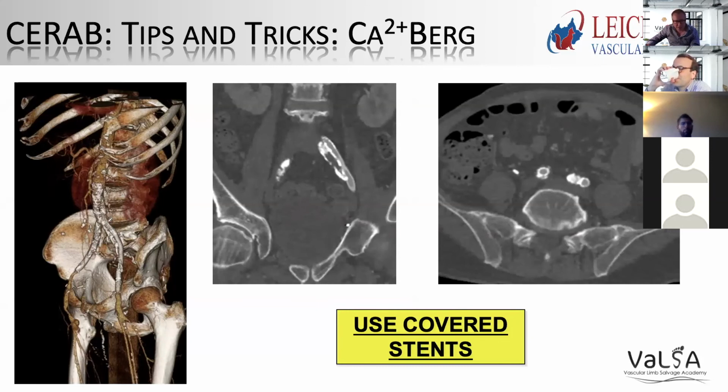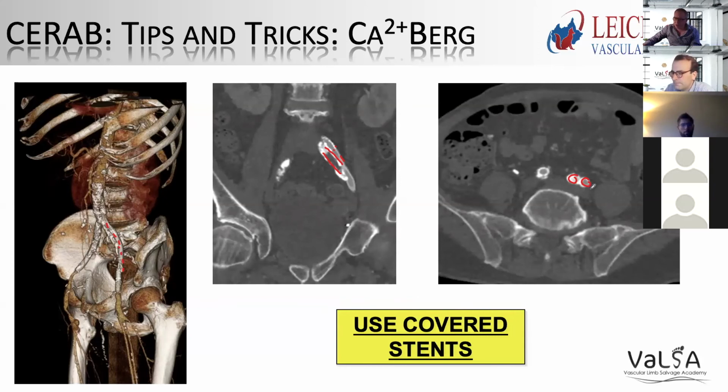And you can see the stent outside the artery, confirmed on the sagittals and the cross-sectional ones. There's the stent, there's the artery, there's the wall of the artery, the aorta, and here's the stent. Stent, iliac. So, great tip, okay, use covered stents.